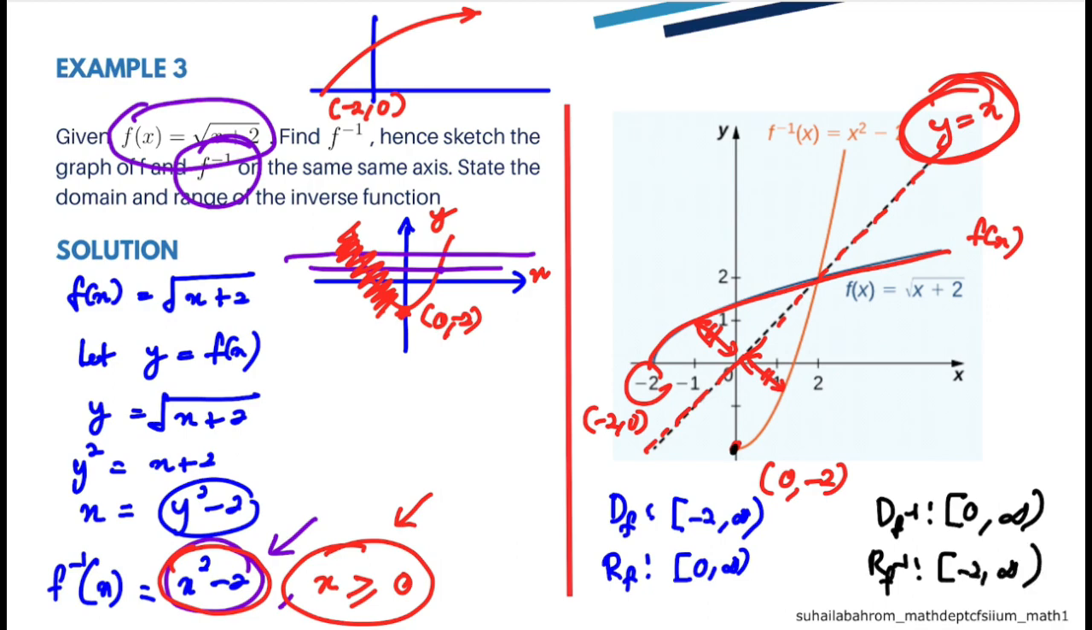As you can see, the domain of the function f becomes the range of f inverse, and the range of the function f becomes the domain of f inverse. That's why the coordinate (negative 2, 0) on the graph of f becomes (0, negative 2) on the graph of f inverse. Domain becomes range of f inverse, range becomes domain of f inverse.